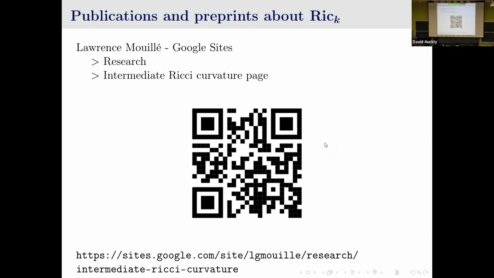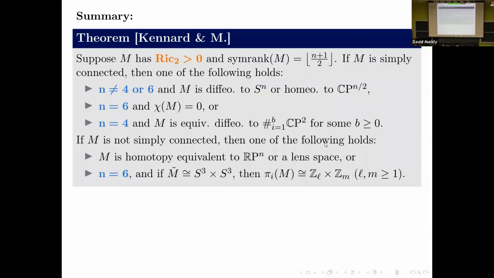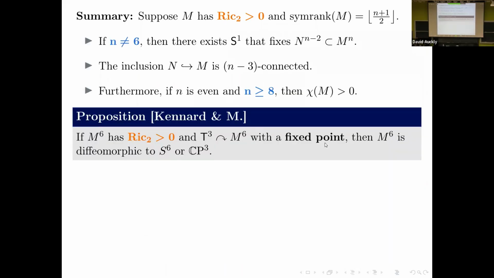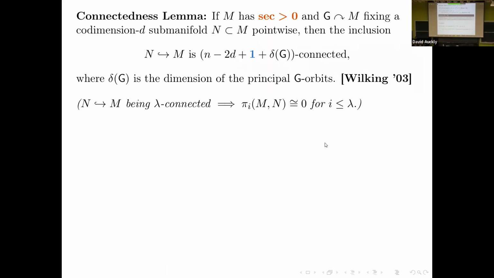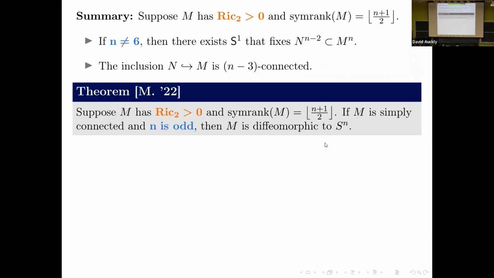Are there any questions? Hi, thank you for your talk. Can you go back to the result where you generalized the Berger and Sukara, where you have Ricci K positive and T^(K+1) acts? Okay, so I was curious, you have another result where you have Ricci 2 positive and T3 acting, but you assume the existence of a fixed point. Can I ask, why do you need to assume the existence of a fixed point?